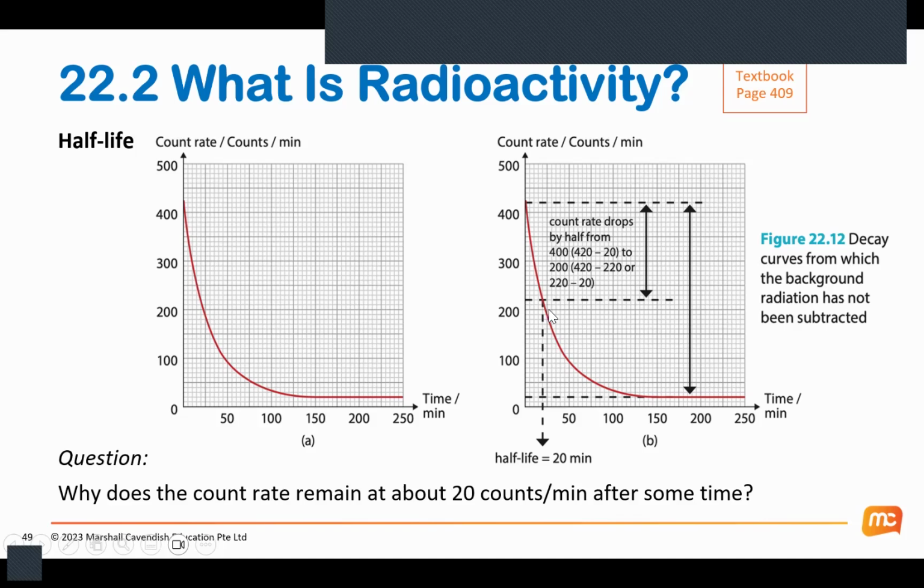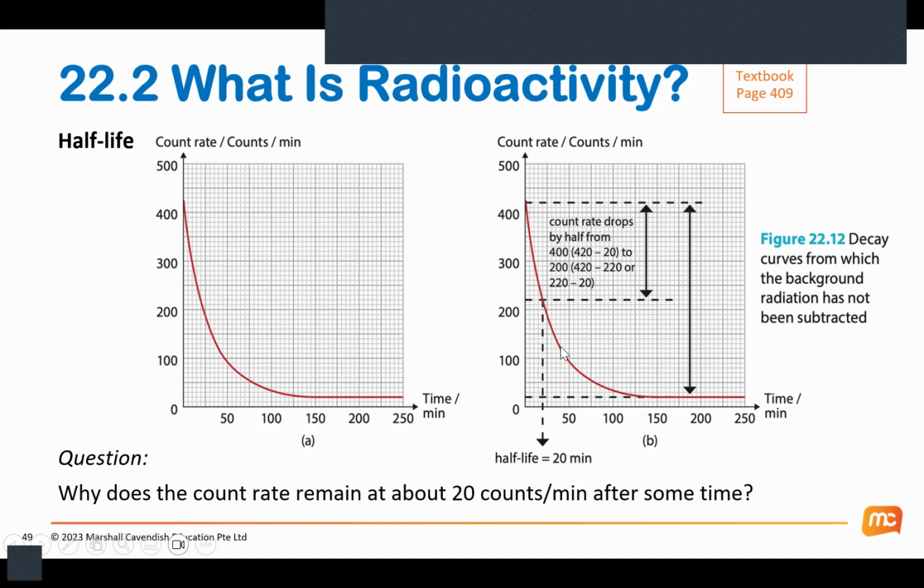Then I can continue to see. The count rate because of the radioactive material is now only 200. Again, half of 200 will be 100. But my count rate wouldn't read 100. It will read 100 plus 20 because of background. So I go down to 120 and go over here. You will see that the next half-life will be at 40 minutes. So another 20 minutes have passed, and my count rate dropped by half to 100 plus 20, 120, at 40 minutes.